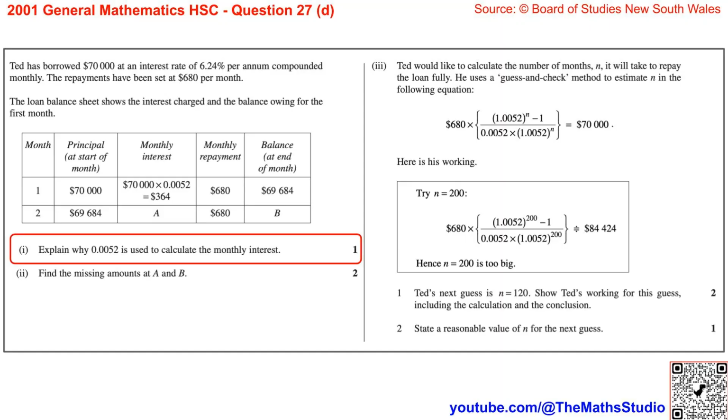Question 27, Part D. Ted has borrowed $70,000 at an interest rate of 6.24% per annum compounded monthly. The repayments have been set at $680 per month. The loan balance sheet shows the interest charged and the balance owing for the first month. Part 1. Explain why 0.0052 is used to calculate the monthly interest.